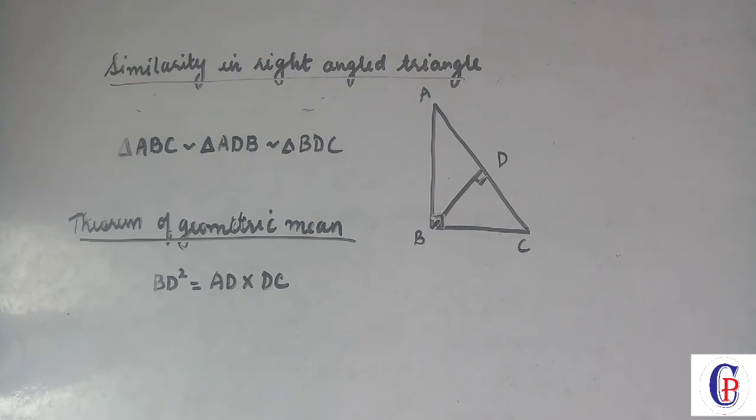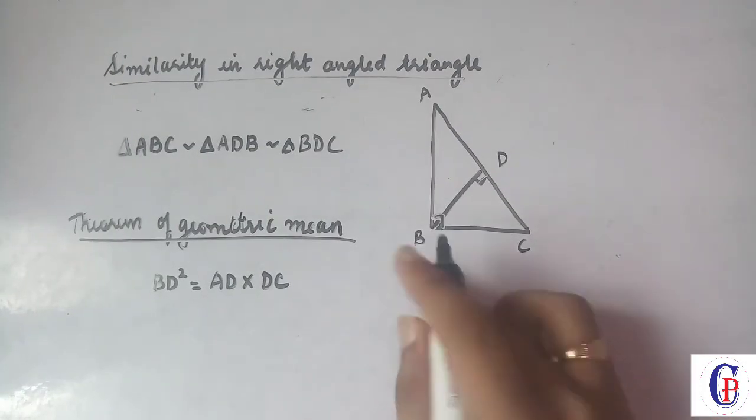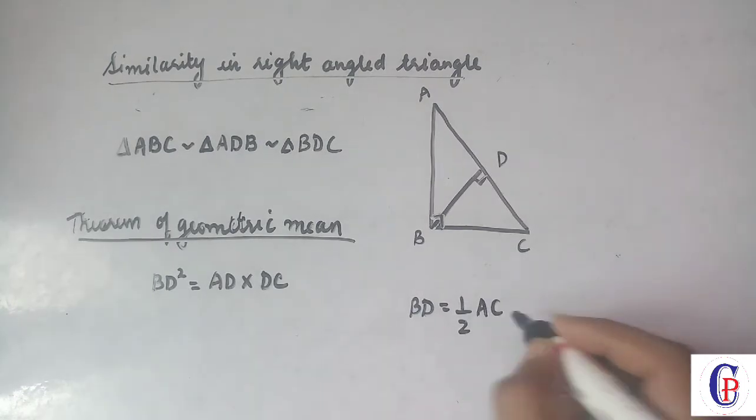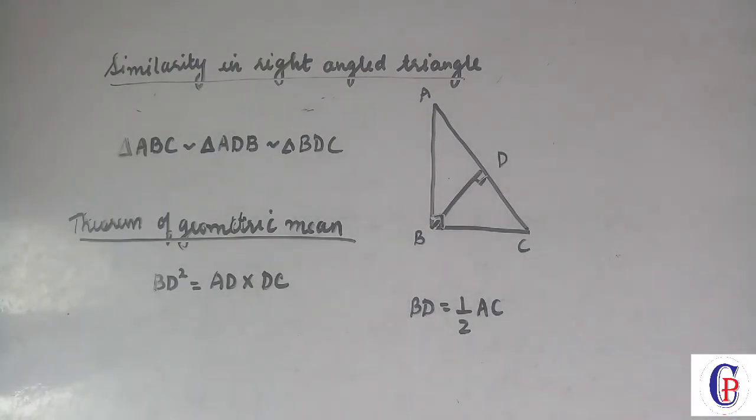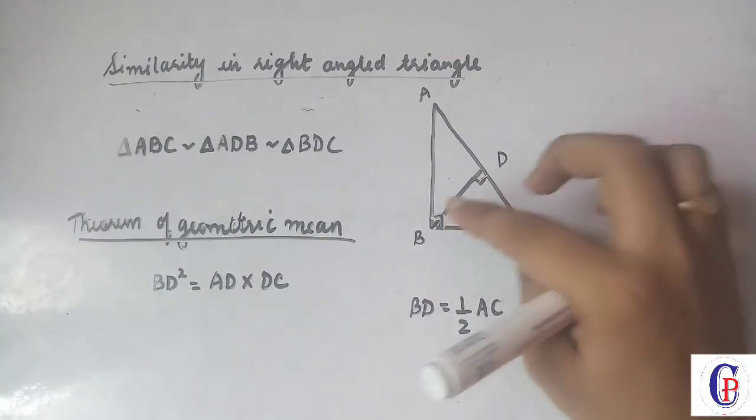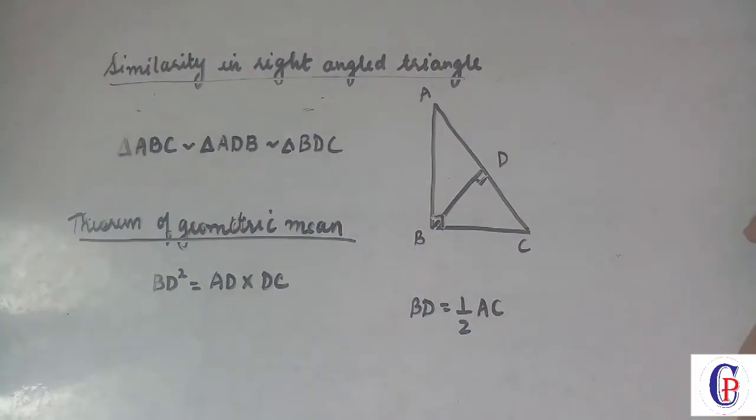There's one more theorem that we have studied in maybe lower standards for the same diagram. You can just remember that BD is half of AC. If you have such a construction, then BD is always half of AC.